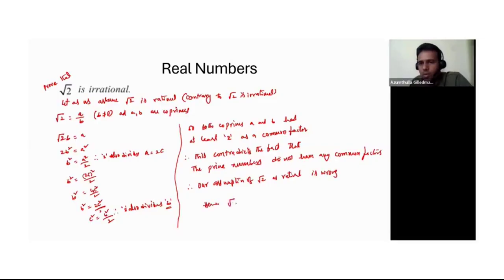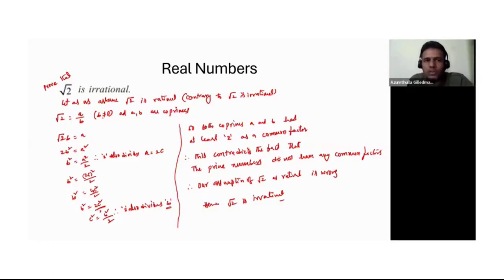Hence, root 2 is irrational. So basically, we are taking a contrary approach here. So root 2 is rational is what we need to prove. So what I am assuming is that root 2 is rational, the contrary, exactly opposite to what we need to prove. So we know root 2 is irrational. So if I say it is rational, a rational number can be represented in the form of p by q.